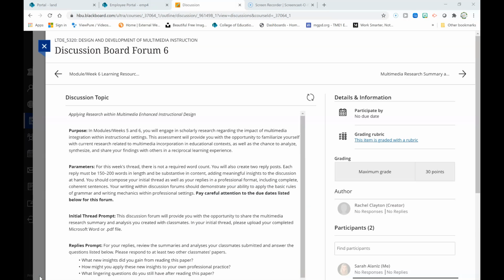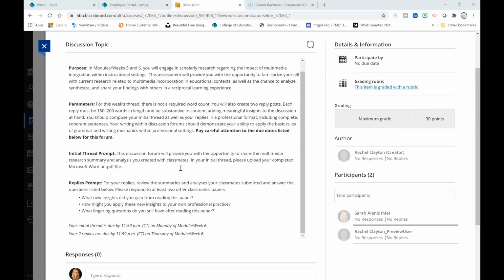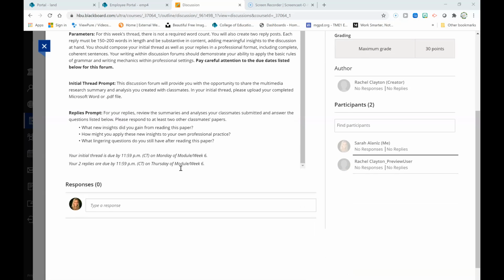Let's also look at the discussion board forum. This is discussion board forum 6, and within this discussion forum, you will have the opportunity to share your multimedia research summary and analysis with classmates. For this initial prompt, you will simply need to upload your completed paper in Microsoft Word or PDF file format.